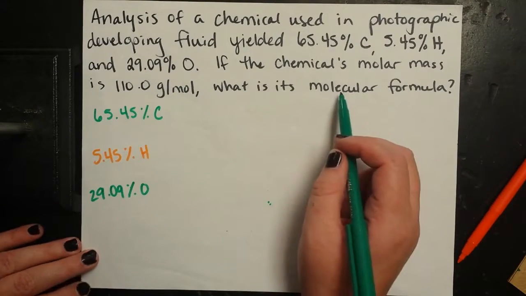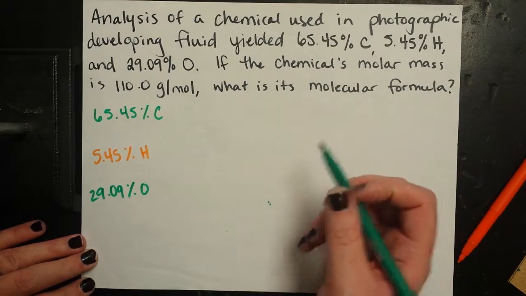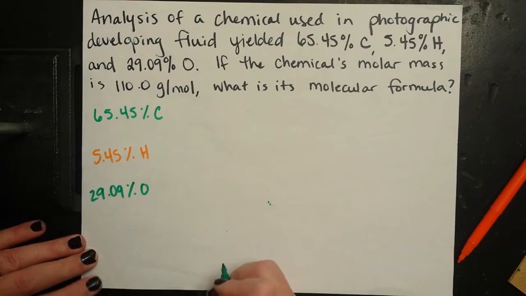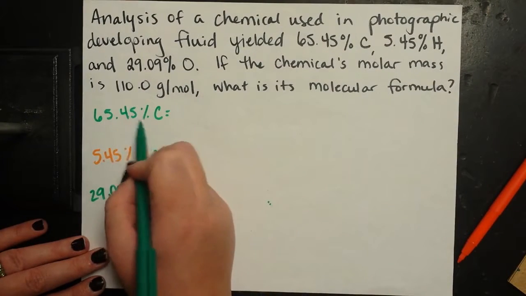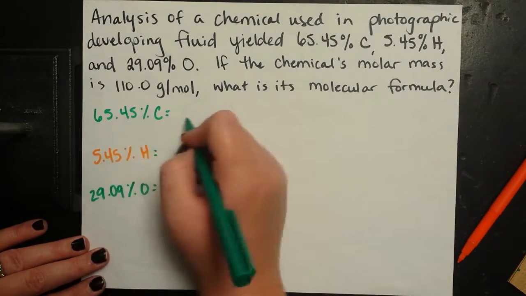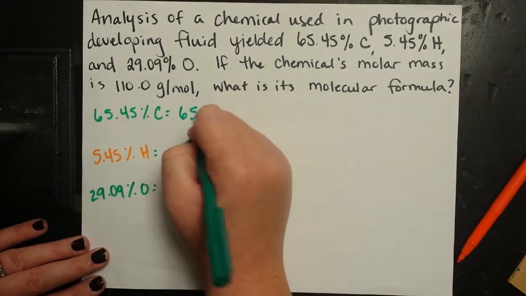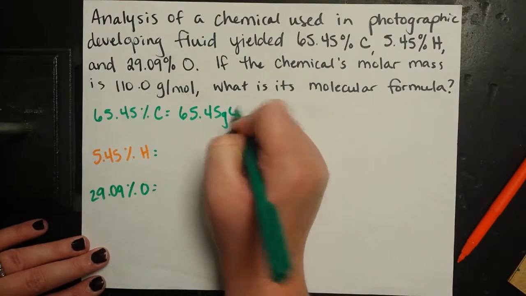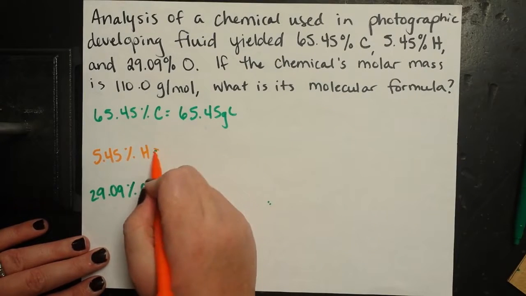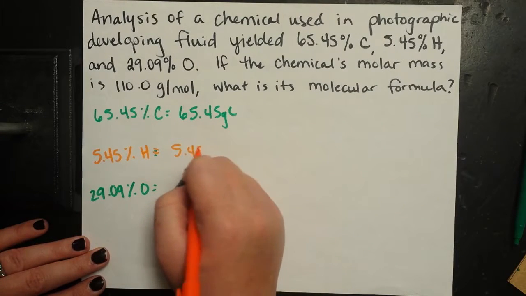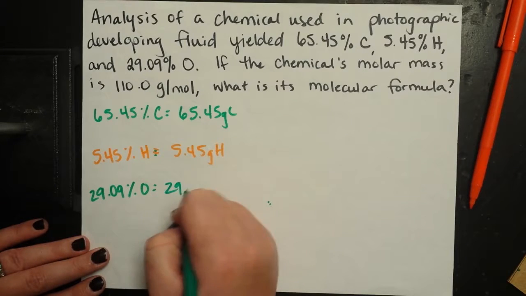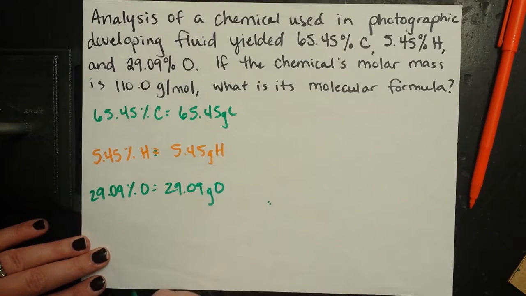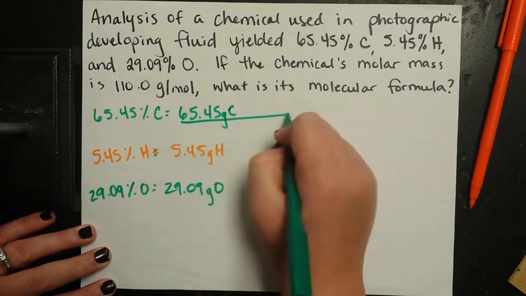Again, in order to find the molecular formula, you must first find the empirical formula. So I'm going to do this again by just assuming 100 grams of my sample to get out of the percentages. So it's going to give me 65.45 grams of carbon, 5.45 grams of hydrogen, and 29.09 grams of oxygen. I can get them all into moles.